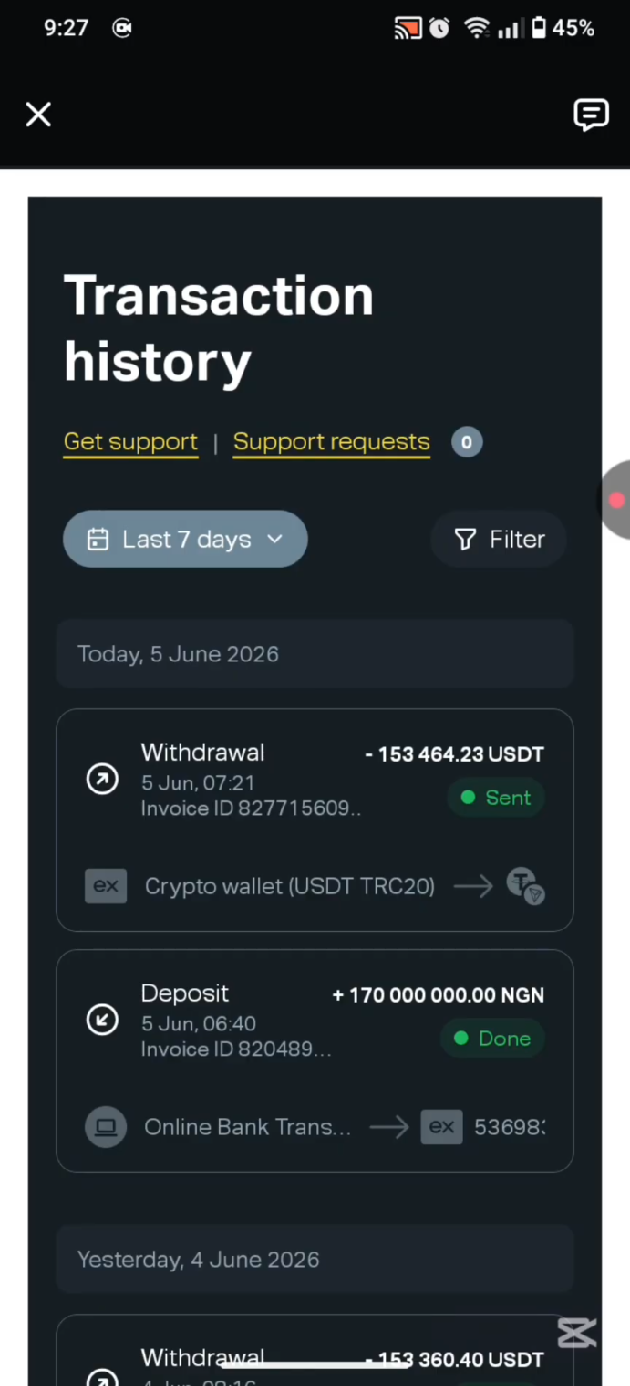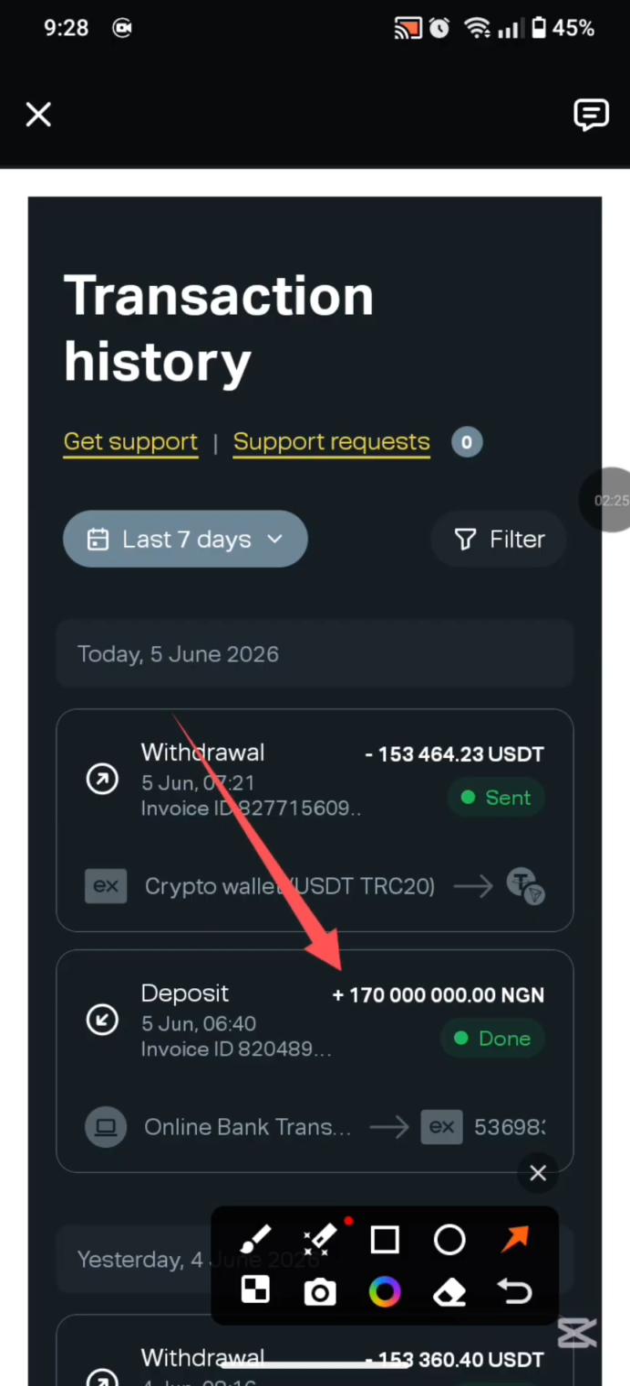Now what we are simply doing is buying USDT with our local currency on Exness, then we withdraw USDT out of Exness. That is just it. So this is an automated system. When your account is fully activated and you deposit your local currency, in my case Nigerian naira, it is immediately converted to USD. Then that USD can be withdrawn to USDT. Now I deposited 170 million at the lower funding rate, and I withdrew 153,464.23 USDT to my Bybit account. So that is just it.